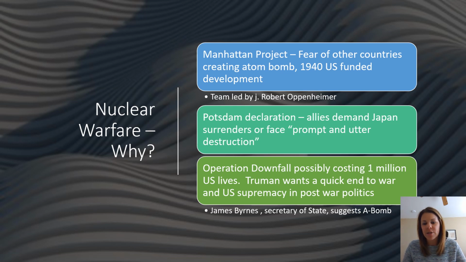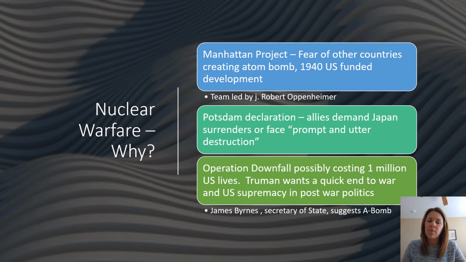Now, the Potsdam Declaration demands that Japan surrenders or faces prompt and utter destruction, but it is not declared what that prompt and utter destruction looks like, and instead is kind of left up in the open. At the time, before Truman even becomes president, he doesn't know that some sort of a bomb is even created that could annihilate Japan from the war in the first place.